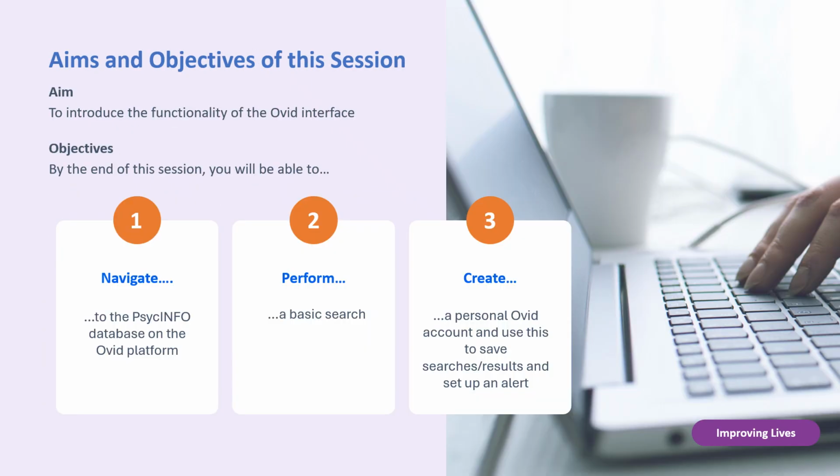The aim of this session is to introduce you to the Ovid platform and show you how to access and search for the APA PsycInfo database. It is not a full literature search session and will provide a brief overview of the Ovid platform only. By the end of the session, you will hopefully have gained the knowledge and skills to navigate to the PsycInfo database on the Ovid platform, perform a basic search, and create a personal Ovid account and use it to save searches and results, as well as set up an alert.